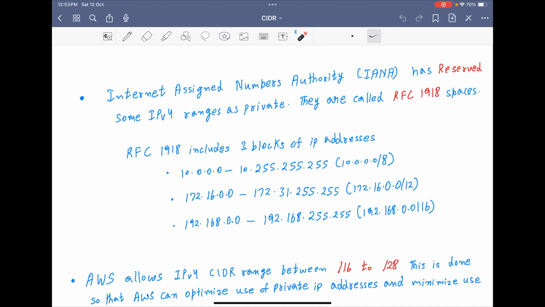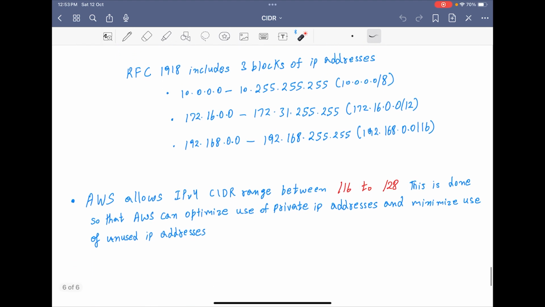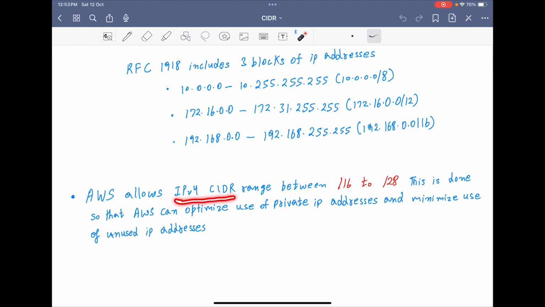So mostly what organizations do, like here this one will have the largest number of IP addresses, this one will have the second largest, and this one will have the smallest number of IP addresses. So organizations use this one for dev, this one for staging, and this larger one for production, because this particular IP will give you an easy identification by following that convention. And in Amazon Web Services, IPv4 CIDR range is allowed between /16 to /28. Like maybe if you have seen my VPC video, while creating a VPC, Amazon was asking us to select a CIDR range between /16 to /28. This is done by AWS so that AWS can optimize use of private IP addresses and minimize use of unused IP addresses.